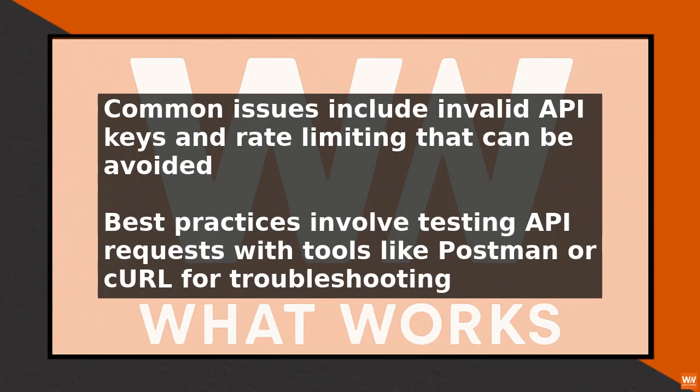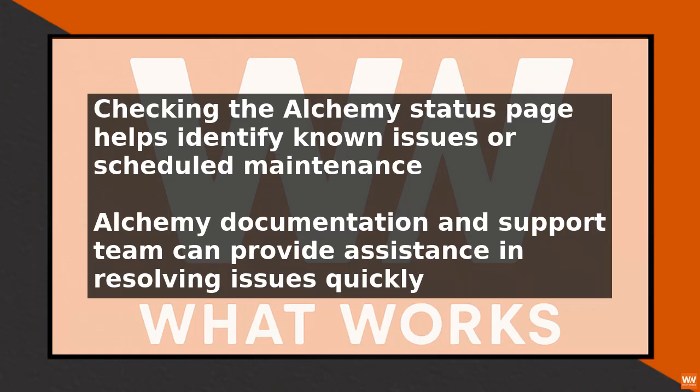Best practices for troubleshooting the Alchemy REST API include testing your API requests using tools such as Postman or curl, checking the Alchemy documentation for examples and code snippets, and reaching out to the Alchemy support team if you are unable to resolve the issue on your own.